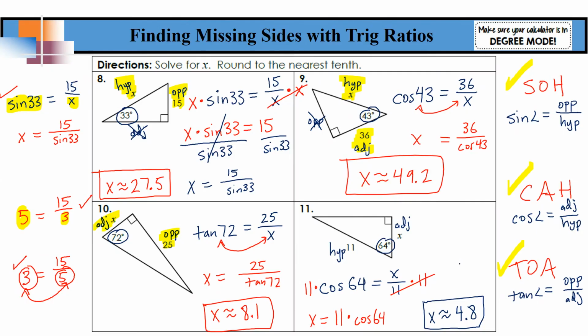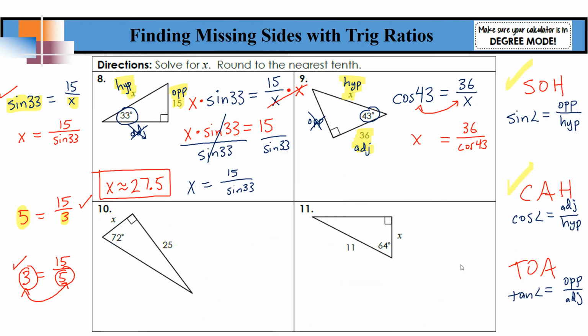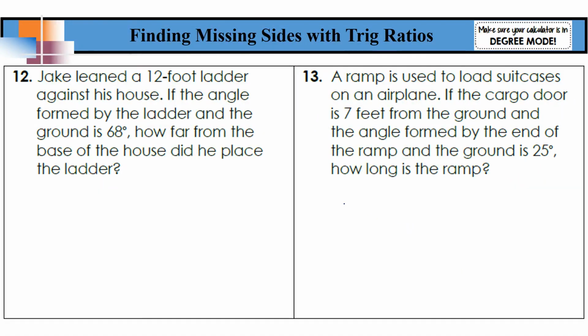Now we're going to transition to the last two examples on this page, which are word problems. You'll notice one of the first things that is missing from these is a diagram, so that's going to be one of the first things that we create. Let's see what number 12 says. It says Jake leaned a 12-foot ladder against his house. If the angle formed by the ladder and the ground is 68 degrees, how far from the base of the house did he place the ladder?